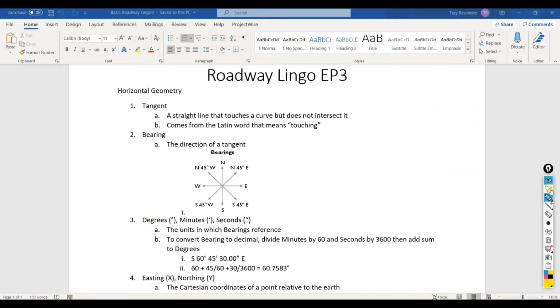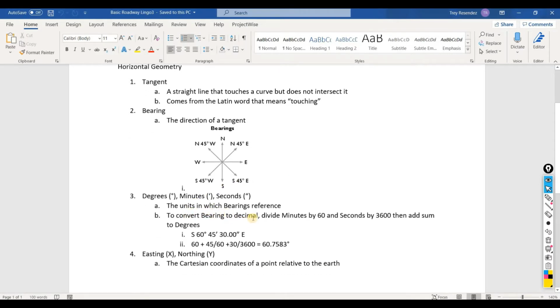And here's the terminology for bearings, and that's degrees, minutes, and seconds. And these are the units that bearings reference. And to convert bearings to decimals, you divide the minutes by 60 and the seconds by 3600, and then you add the sum to the degrees. And here's an example here. It's a pretty easy conversion, and I'll show an example that clearly shows what exactly this is talking about.